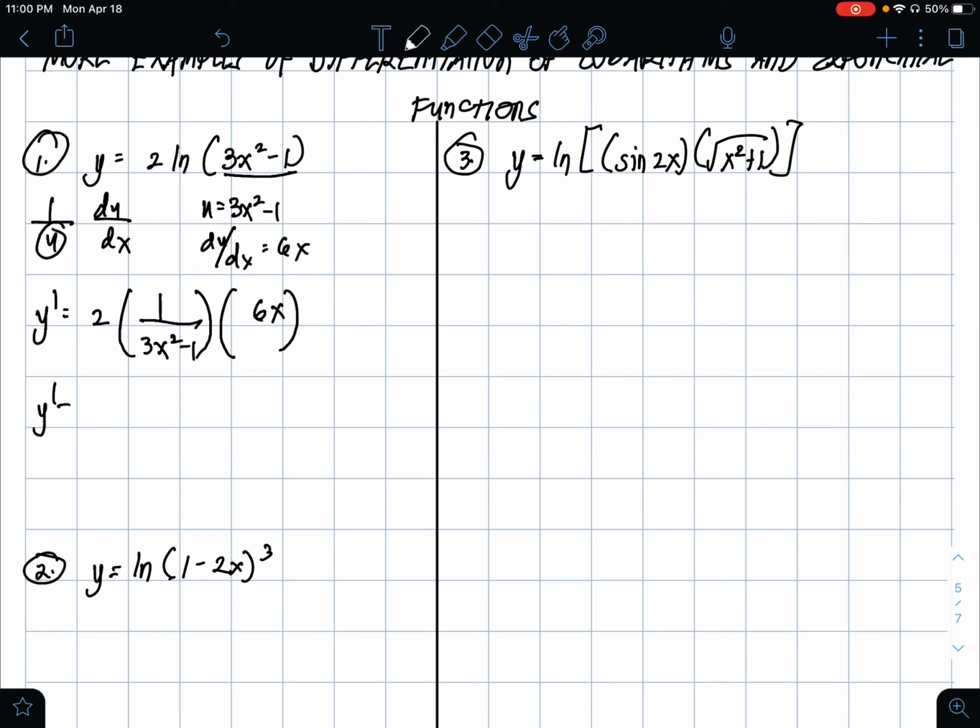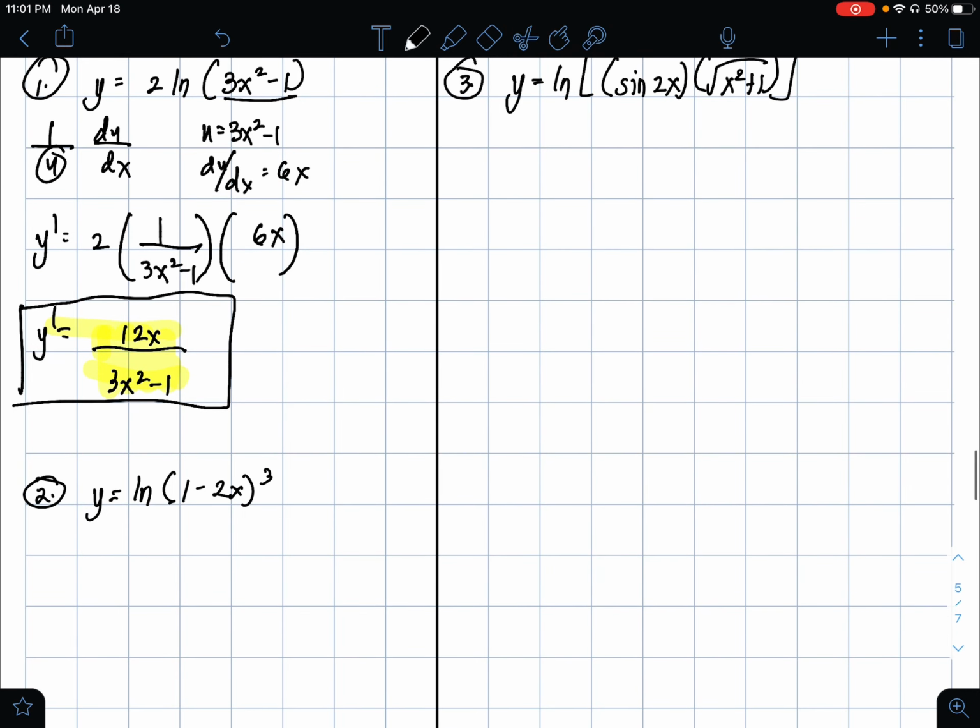So that's y prime is equal to 12x all over 3x squared minus 1. And this is your final answer. Ta-da! So let's highlight your final answer. So once again, that's y prime is equal to 12x over 3x squared minus 1. We cannot simplify that one.